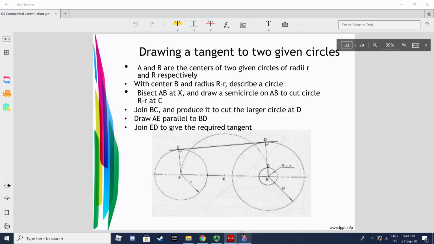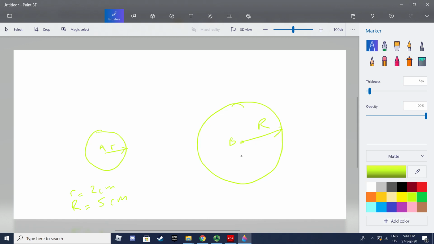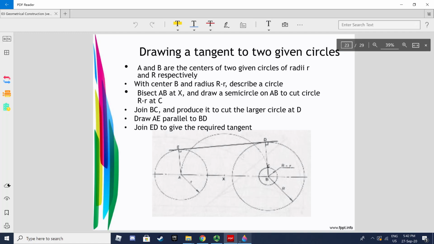So if R minus r is 3 cm, let's say you have another circle here. So this is the R minus r circle, or 3 cm. And join BC, produce to cut larger circle at B. So you need to bisect AB at X.